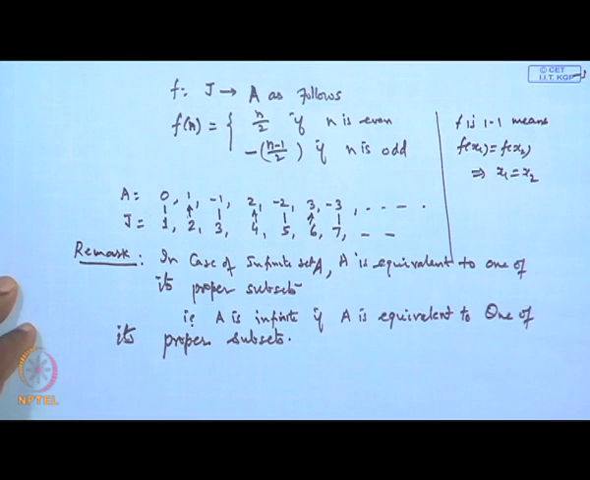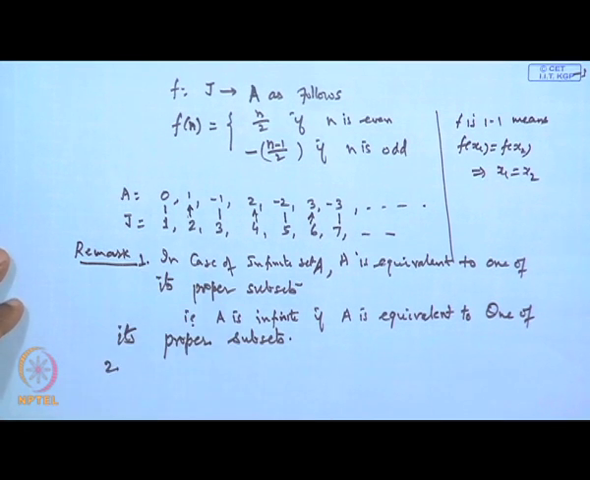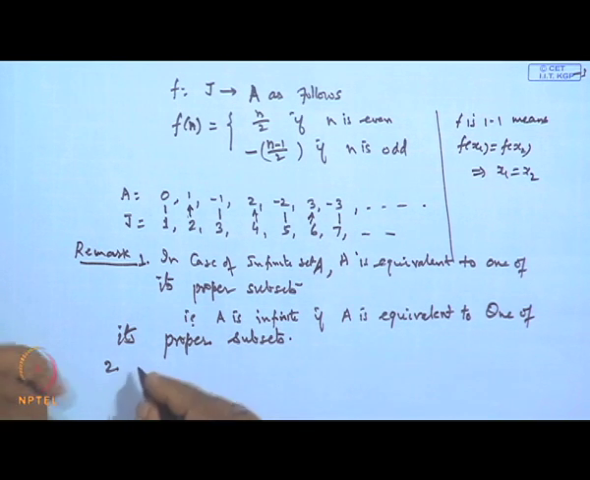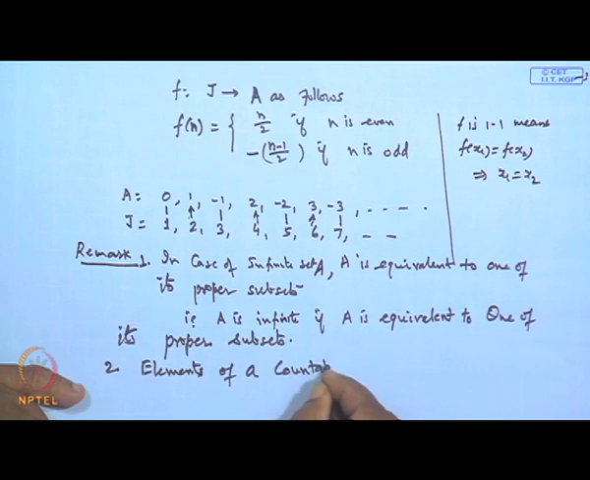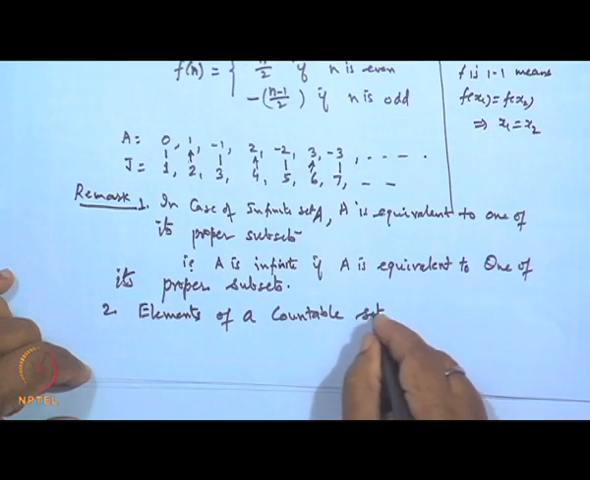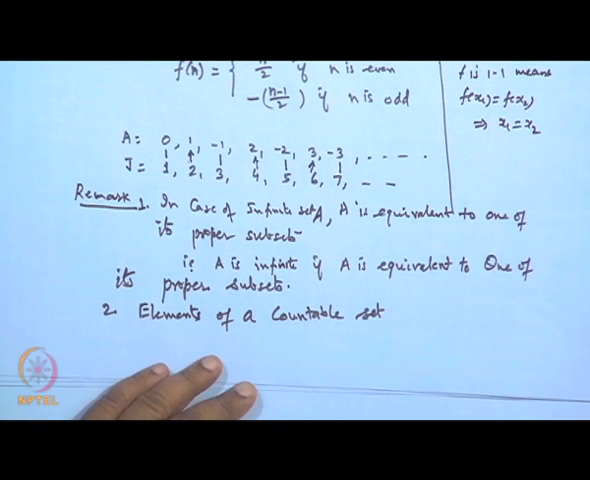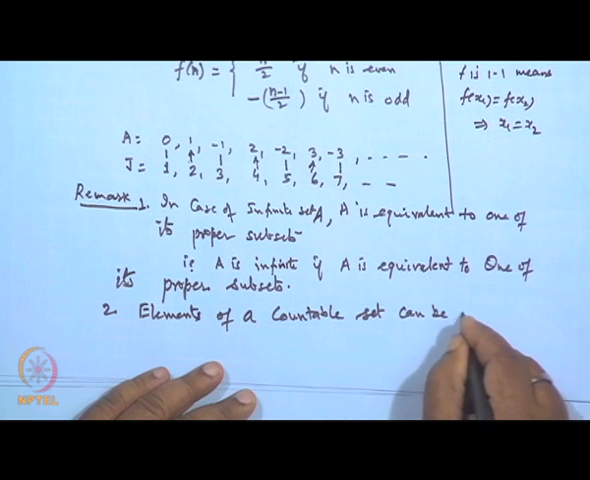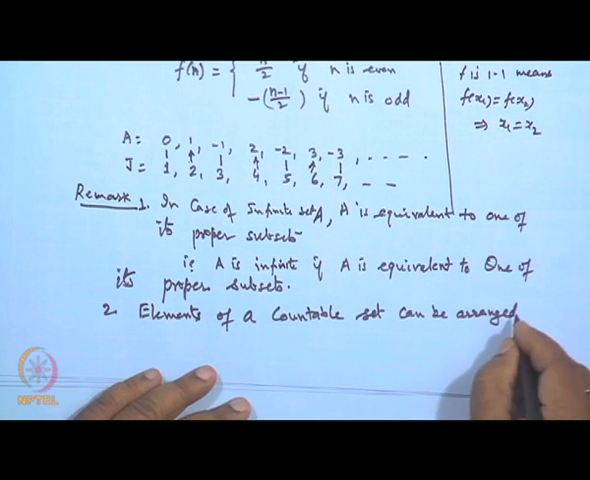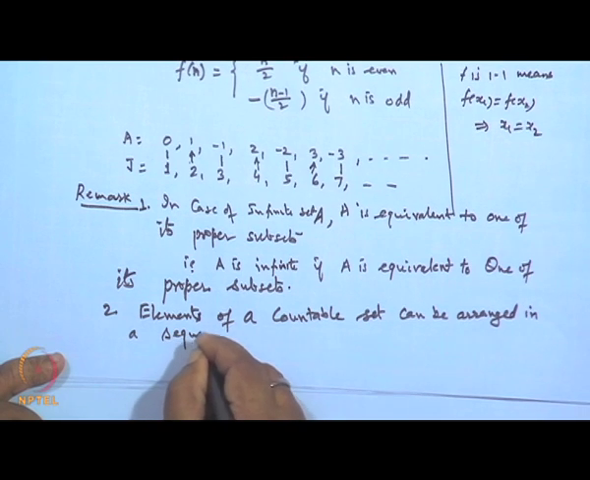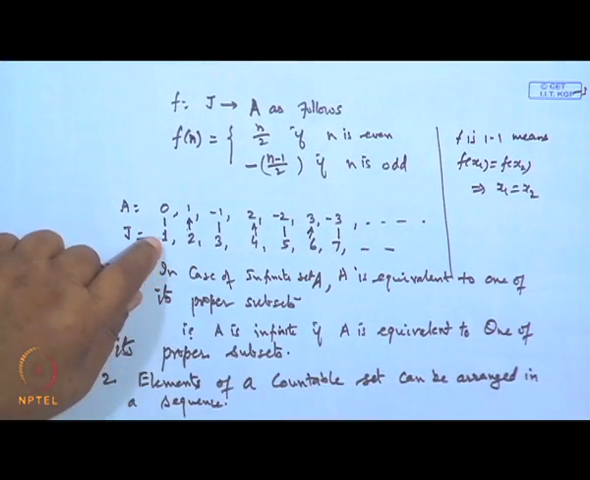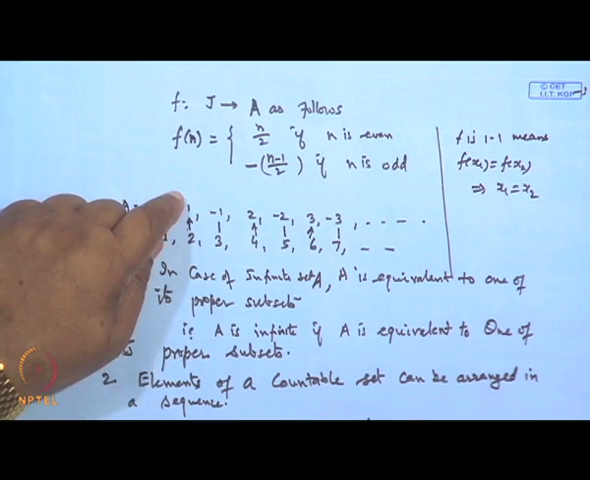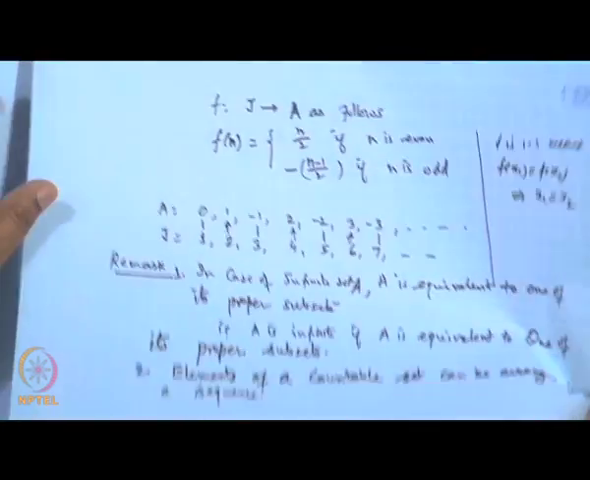That is what. Okay. Now, another remark we can put here is that every element of any countable set can be arranged in the form of a sequence. Elements of a countable set can be arranged in a sequence, because basically we have a 1-to-1 correspondence with the set of positive integers. So, corresponding to 1 we are getting x 1, corresponding to 2 we are getting x 2, corresponding to 3 we are getting x 3. So, this forms basically a sequence.